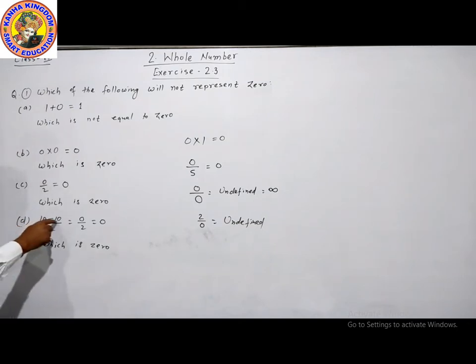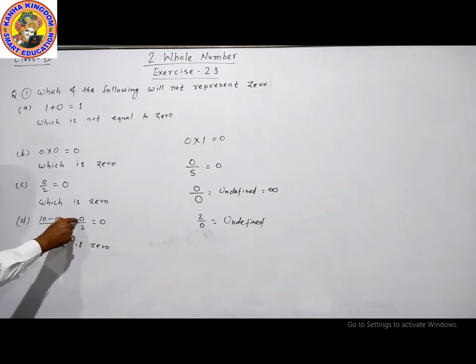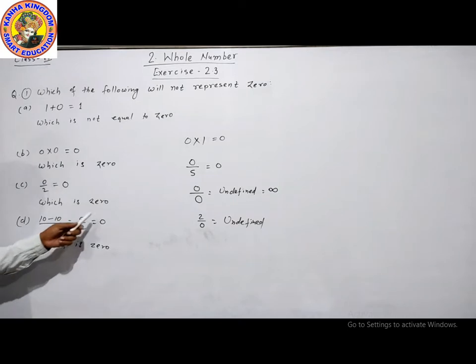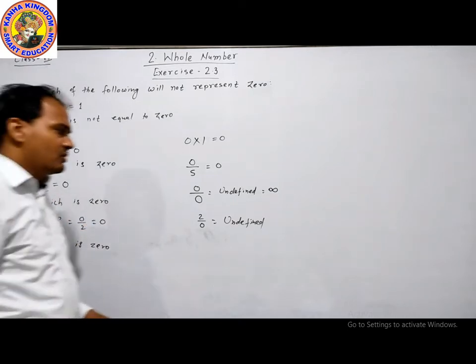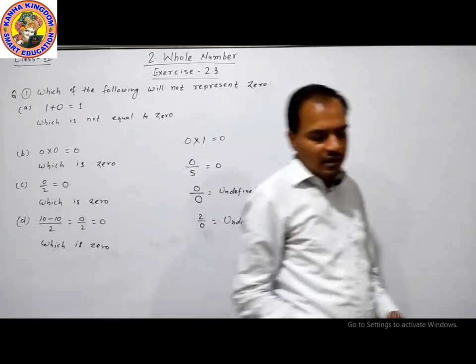In the fourth, 10 minus 10 upon 2, 10 minus 10 is equal to 0. So 0 upon 2, if 0 is divided by any number, it gives answer as 0. You can take a screenshot of this. We will move to our next question.